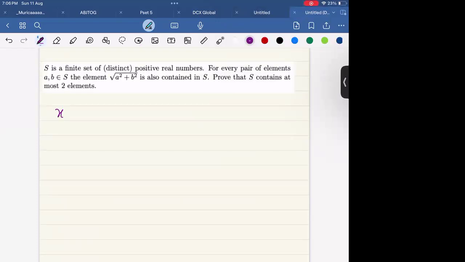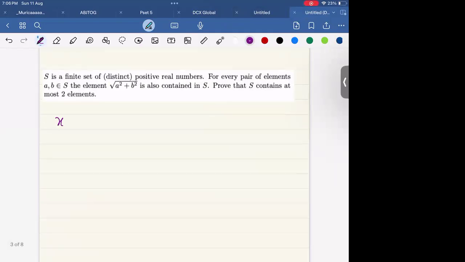Can you show the problem again, please? Okay. S is a finite set of distinct positive reals, so that for every pair of elements A, comma B in S, root over A squared plus B squared is also contained in S. Prove that S contains at most two elements. Have you gotten it? Yes. Okay.